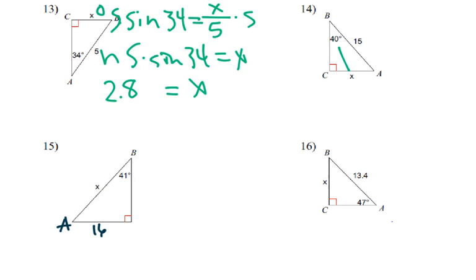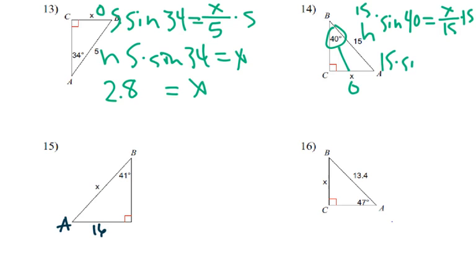Okay, 14. That's opposite hypotenuse, so sine. So sine of 40 degrees equals x over 15. Times both sides by 15. I get 15 times the sine of 40 equals x. So x equals 15 times the sine of 40. That's 9.64.